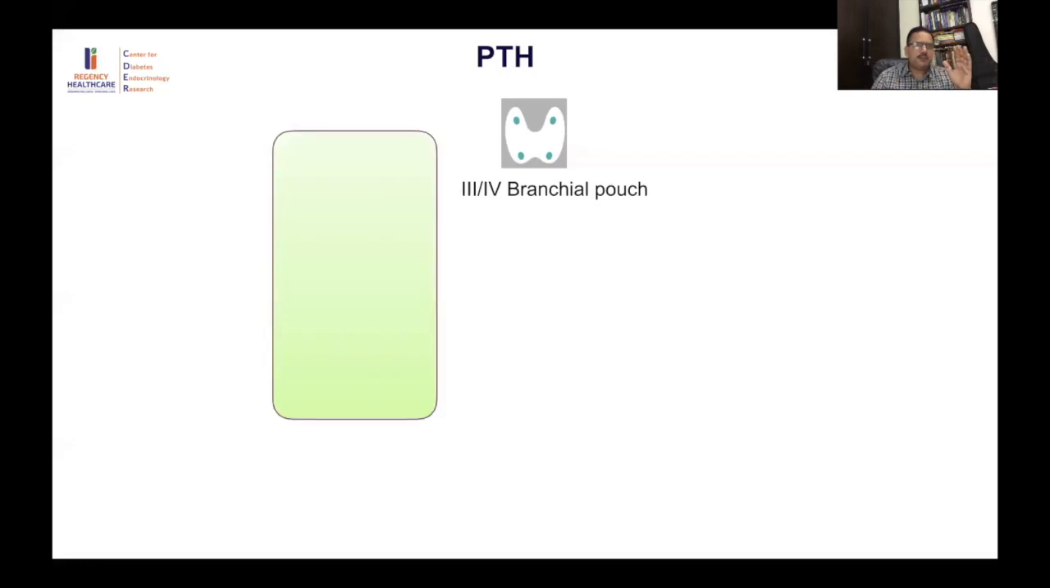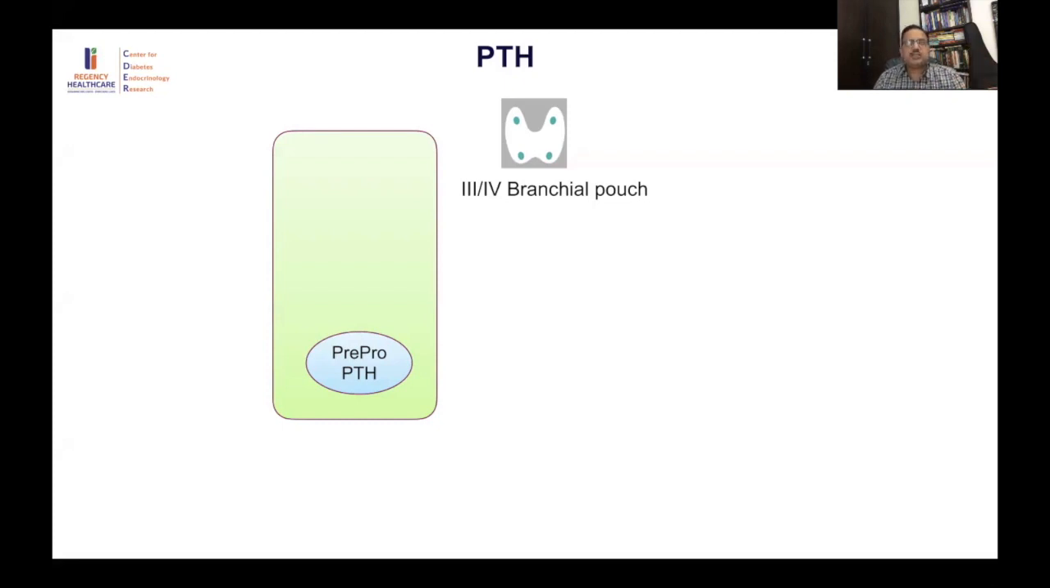Now, PTH, as discussed, is the most important regulator as far as the calcium level is concerned. This PTH comes from the parathyroid gland, which is developed from the third and fourth branchial pouches. And it is these pouches which are also responsible for development of the thymus. So therefore, thymic abnormalities, immune problems, cardiac abnormalities are quite common with parathyroid involvement, particularly in the setting of DiGeorge syndrome and CATCH-22 syndrome.